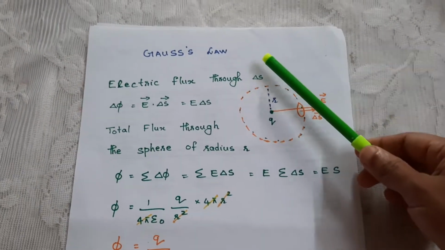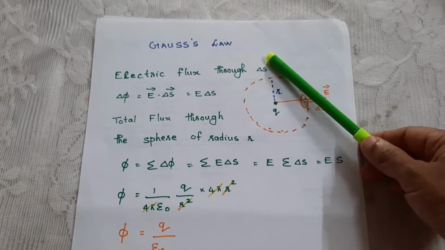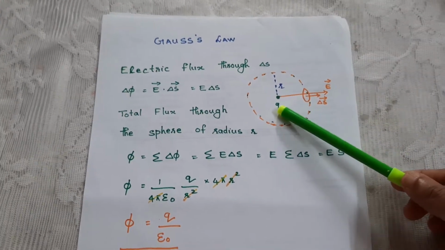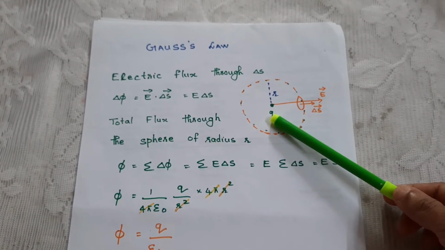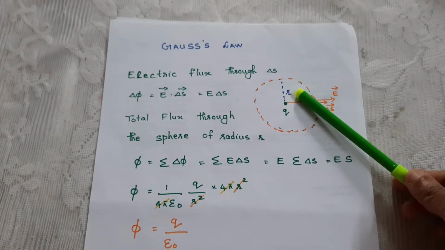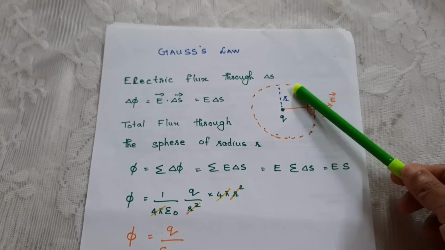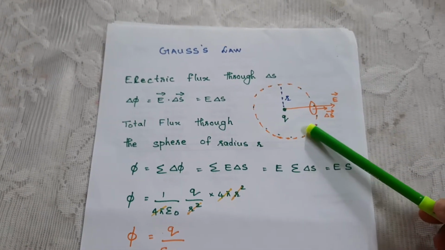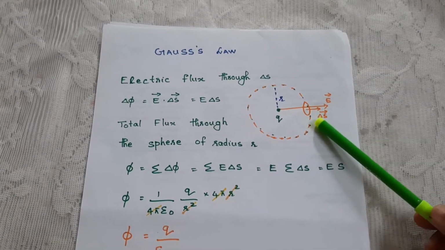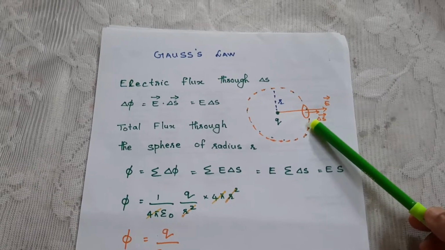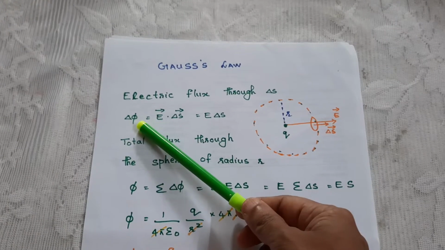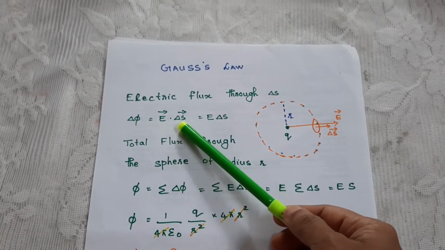In this class, let us learn Gauss's law. Consider a spherical surface around a point charge. The charge is at the center of the sphere of radius r. Divide the surface into small area elements. The flux through a small area element delta S, delta phi, is equal to E dot delta S.